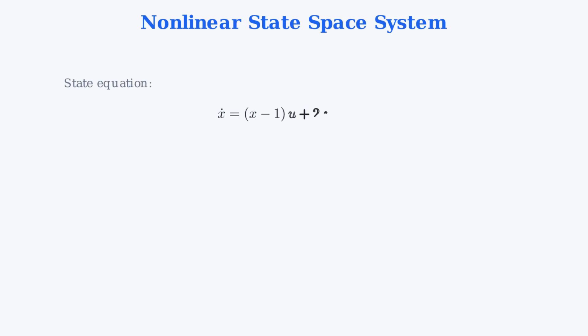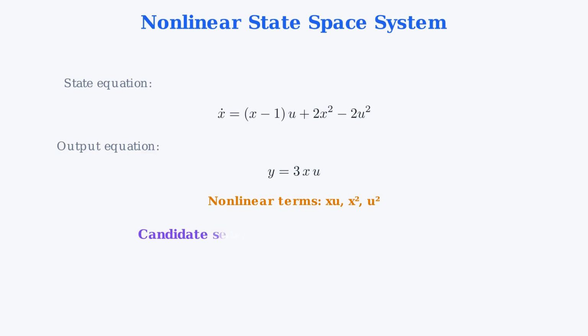Here is a problem. We have a nonlinear state space system. The state equation is x dot equals the quantity x minus 1 times u plus 2x squared minus 2u squared. The output equation is y equals 3xu. Both equations are nonlinear. The state equation has mixed xu terms, x squared and u squared. The output has an xu product.